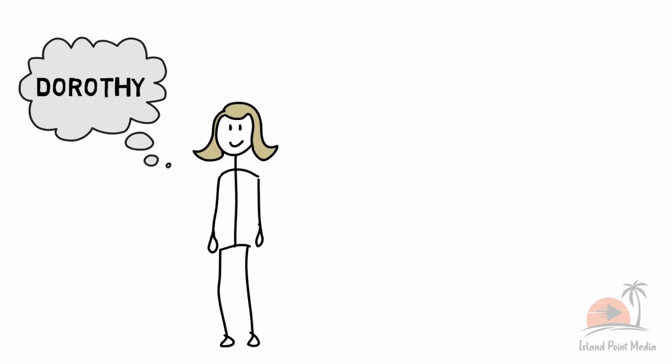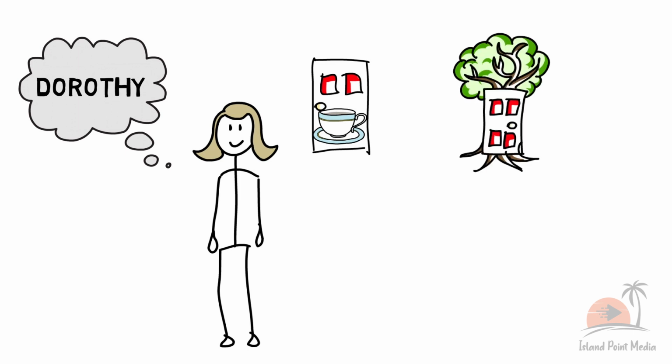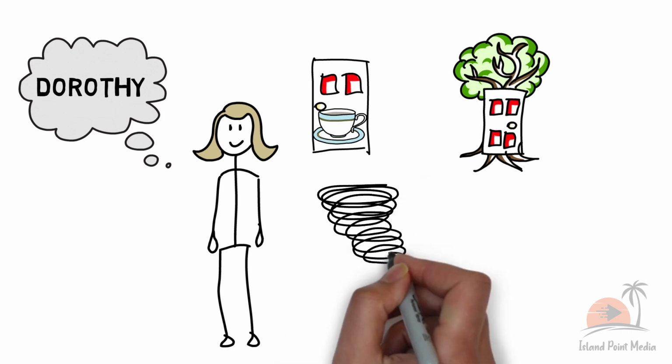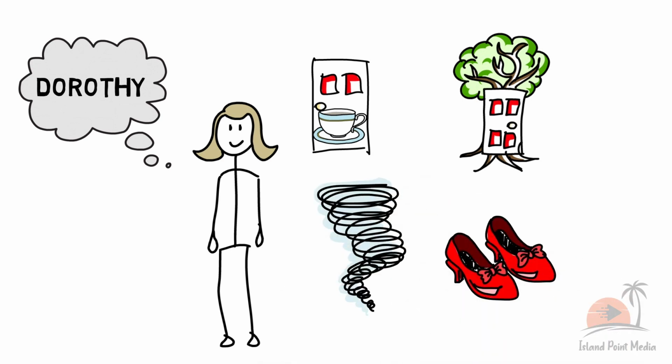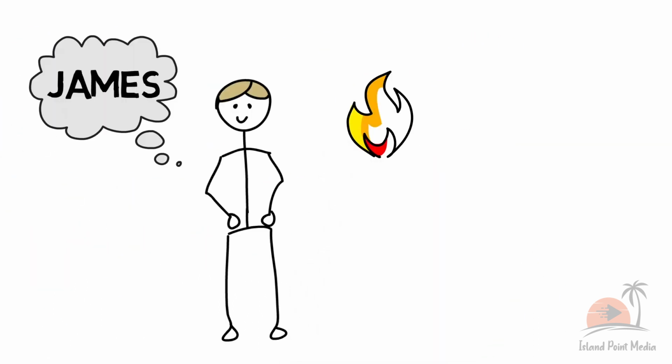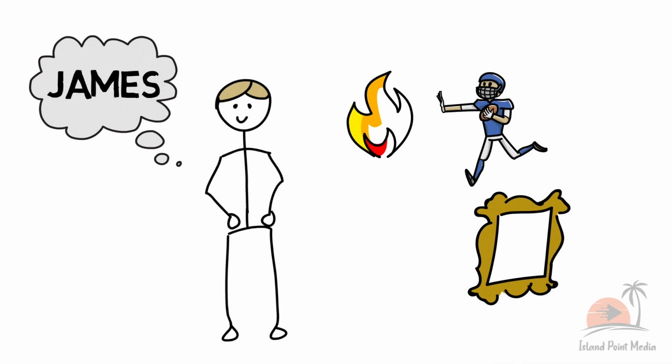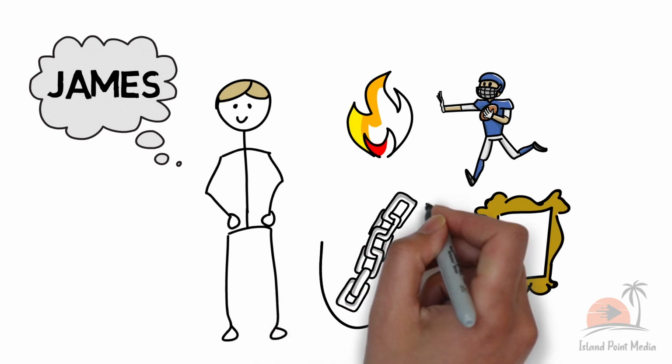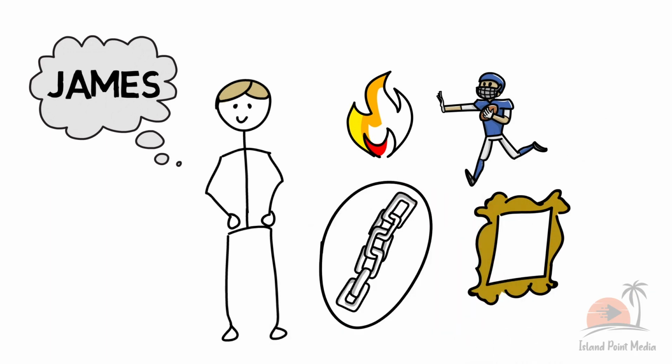What words does it rhyme with? Door-tea? Door-tree? What about a cultural reference like Dorothy in The Wizard of Oz? The visual could be a tornado or her ruby red slippers. And one more example, James. It rhymes with flames, games, frames, and chains. Chains is good because it's visual, and the ja and cha sounds from James and chains are similar.